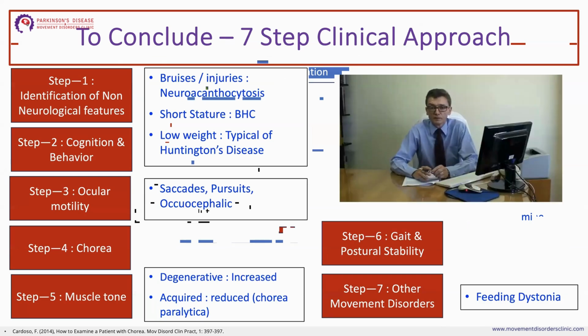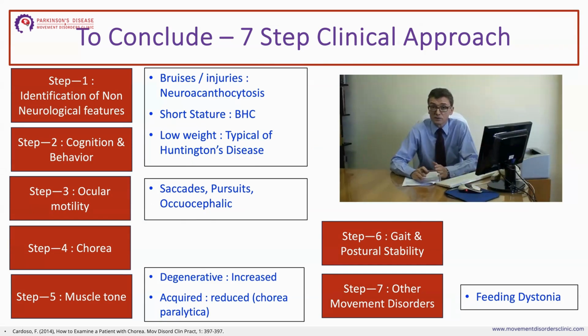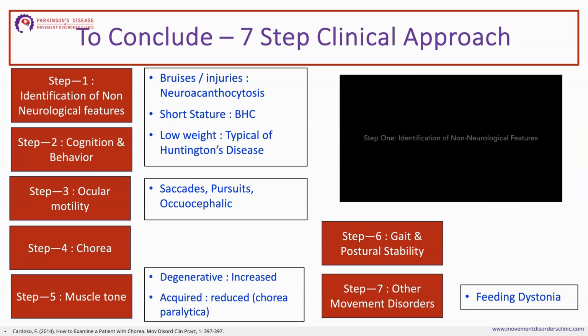Before I conclude, how to approach a patient with chorea? A patient with chorea requires seven critical steps. There's a nice video by Professor Cardoso, which all of you can reach, on movement disorders in clinical practice, to understand the approach to chorea. So step one is to identify non-neurological features. Are there any bruises or injuries? Then consider neuroacanthocytosis, short stature, benign hereditary chorea, low weight typical of Huntington disease, which can be kept in mind.